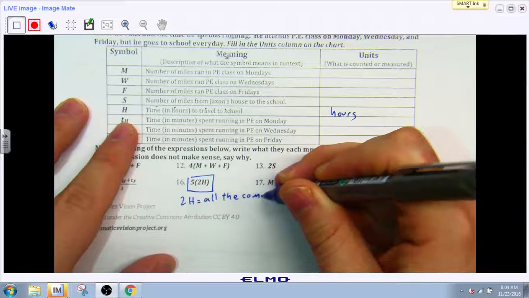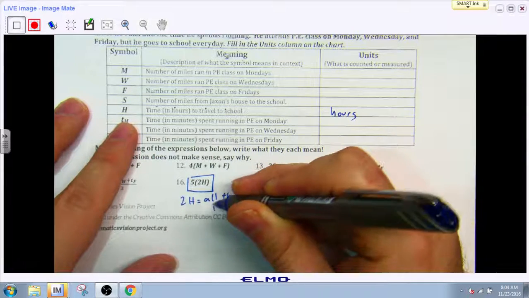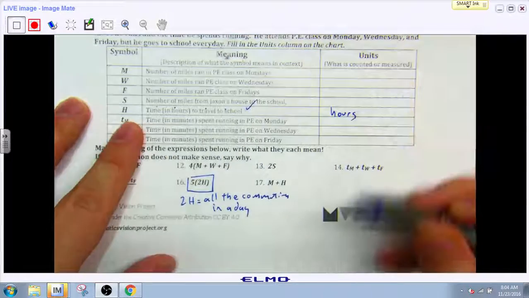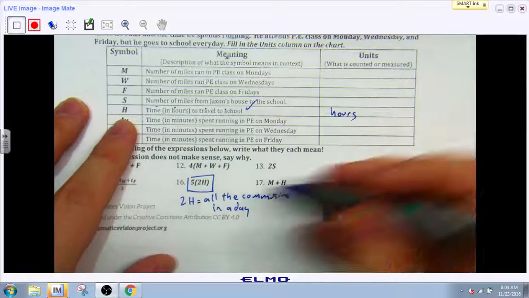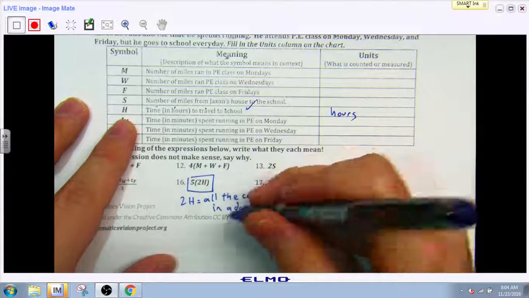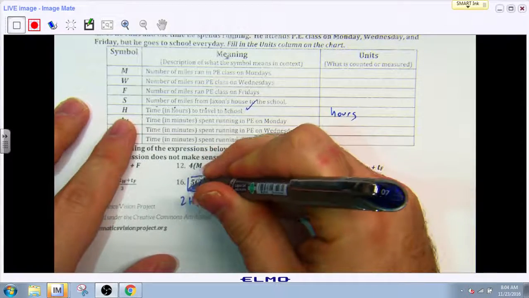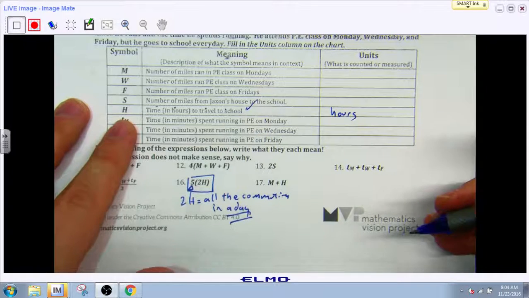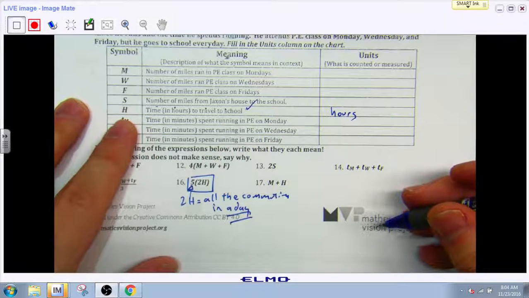All the commuting in a day. Yeah, both getting to school, but also getting back, right? So that's what 2H happens. That's all the commuting in a day. And that's going to happen 5 times. What happens 5 times? 5 days a week of going to school.